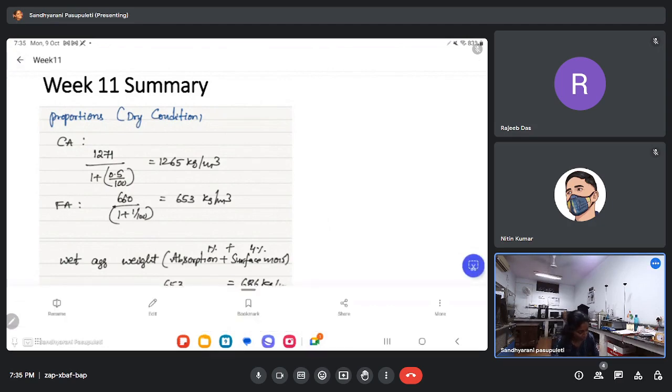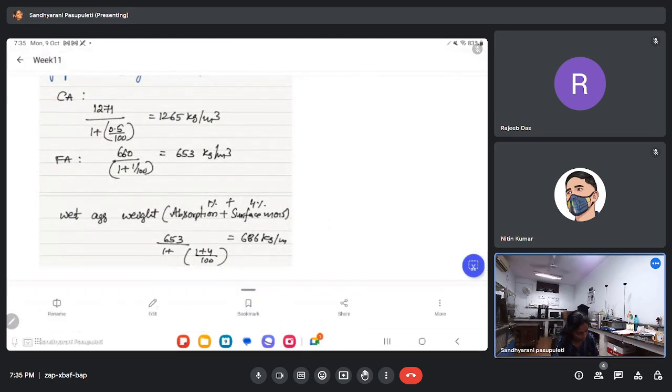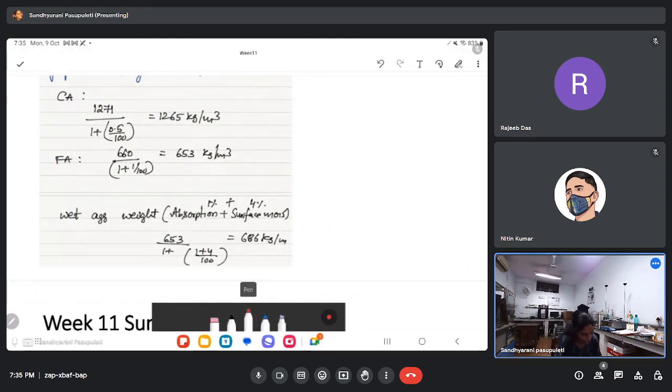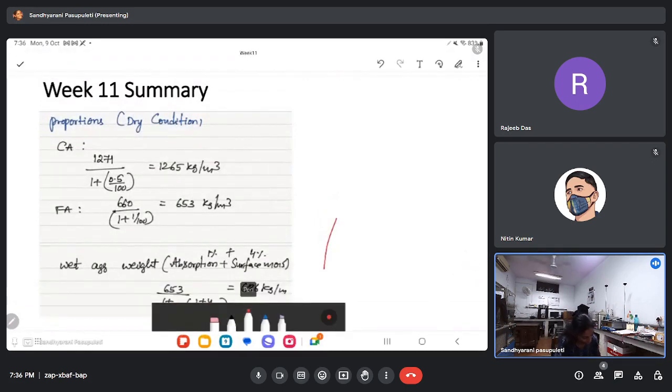So for every, let us say, 1271 is what previously we have for coarse aggregate. So now we have to actually reduce or increase the coarse aggregate based upon the condition. So whatever till now we have is the wet aggregate weight. That means that absorption of 1% is included and also the surface moisture of 4%. So this total 5% is increased.